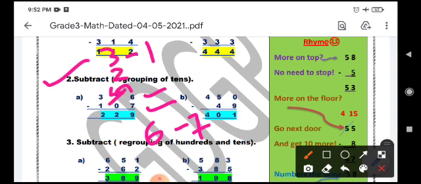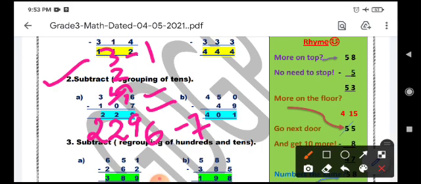We will cross the 3 and write 2 above, and 1 in front of 6, and it will be 16 now. 16 minus 7 is 9 and 2 minus 0 is 2. 3 minus 1 is 2. So 229 is the difference that I got from this regrouping of tens.